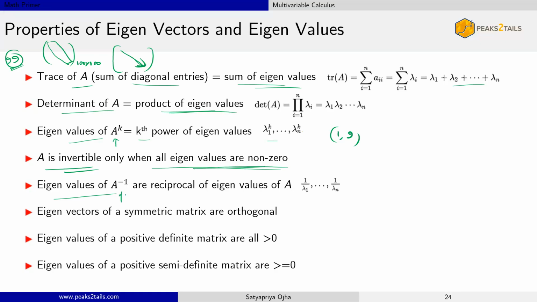Eigenvalues of the A inverse are the reciprocals of the eigenvalues. So if I give you the A inverse matrix and ask you what the eigenvalues are, you can confidently say it is 1 and 1 by 3, because eigenvalues of the inverse are the reciprocals. So eigenvalues are so fundamental, right?